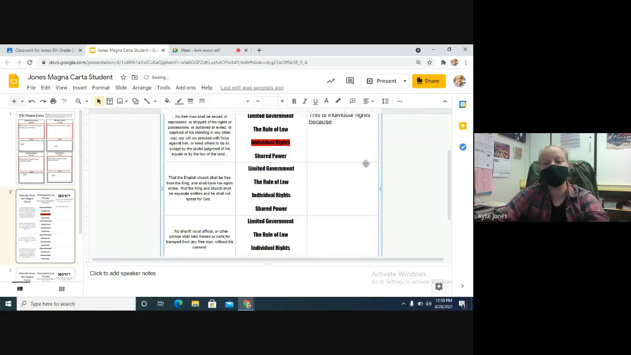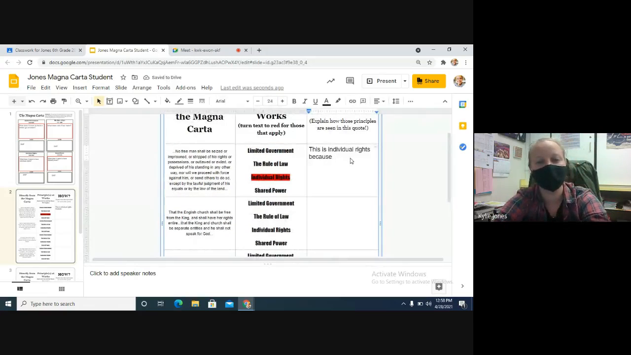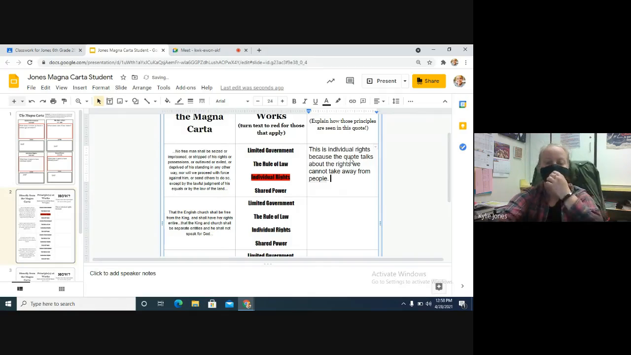So this is individual rights because the quote talks about the rights we cannot take away from people. Okay, so this is really talking about how we can't take away his rights, his possessions. We can't exile this person. We can't arrest him or send others to do so unless he has been accused of anything, right? It's right there. Okay.